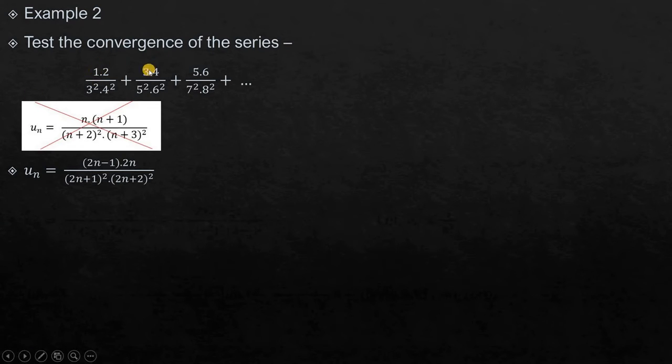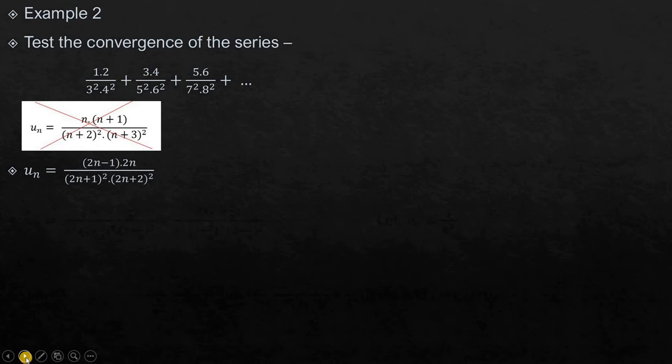How will we find these values? If you carefully look at the series, these are arithmetic progressions. That is, 1, 3, 5 is one arithmetic progression, 2, 4, 6 is another arithmetic progression. Same is the case with 3, 5, 7 and 4, 6, 8. And so, by plugging in the general term, we will get the value of Un.